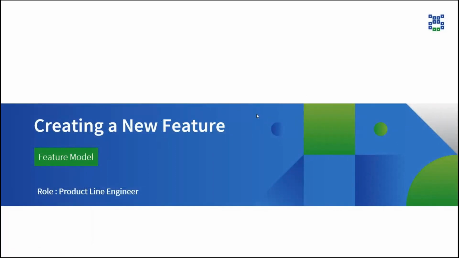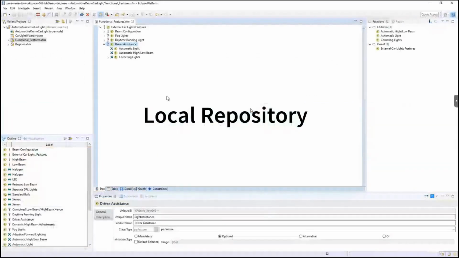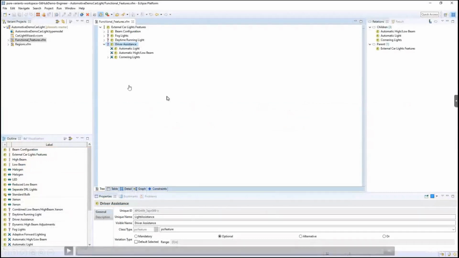So after we have a local copy, we can make further changes. For example, we will create a new feature, right? And also commit the change and push it back to the forked repository. That is the remote repository on GitHub. To do that, firstly, we will work in this local repository. We can use the Pure::variants Eclipse client. You can see this is the functional features feature model, right? And there's a feature driver assistance. Now we have 3 features, but let's say, based on a requirement from a customer, you have to create a new feature to meet the customer's requirements.